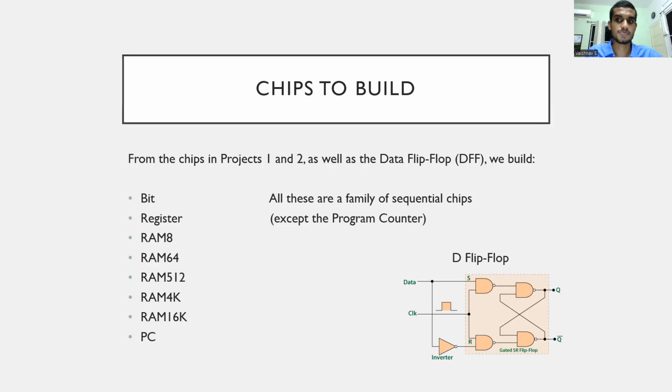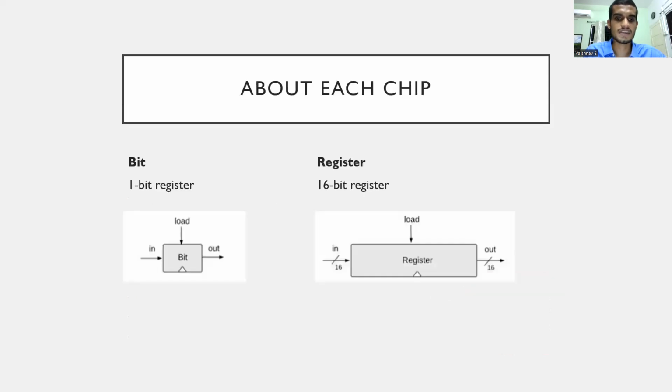And the last one, which is the program counter, is a special chip which is used to keep track of the memory address of the next instruction to be executed. We'll see it in detail in the coming slides. So let me just describe each chip, following which we'll go to the simulation.